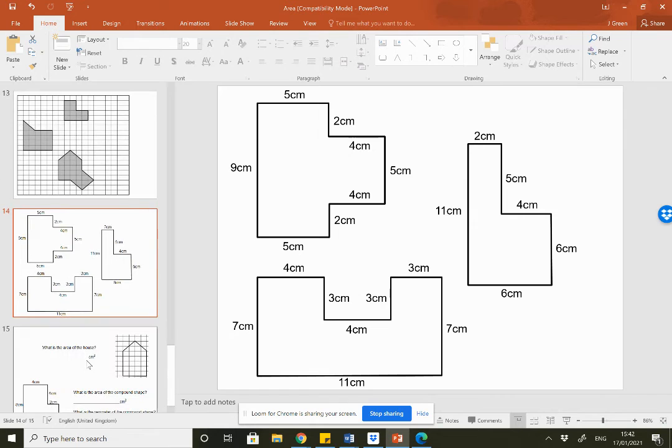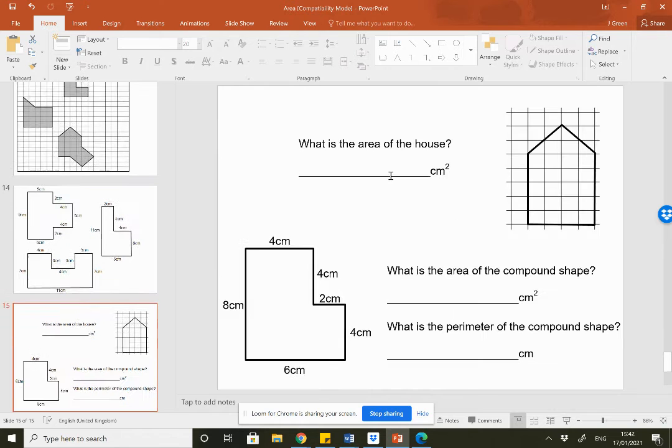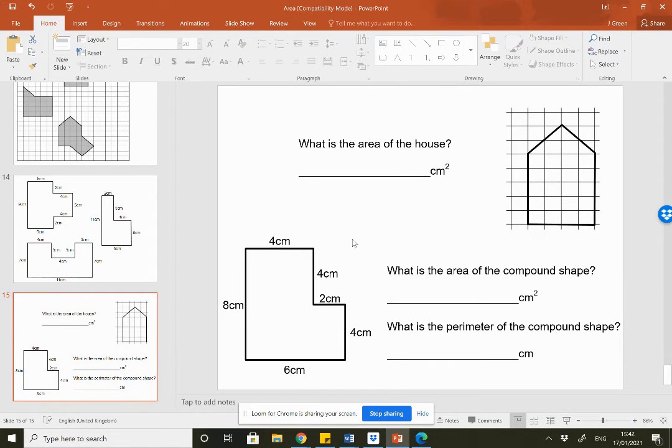Then you have some more compound ones to do. Again, remember the importance, children, of drawing these lines, separating them into 2 regular, normal shapes so you can calculate the area. And finally, here are a couple of fiendish challenge questions for you.